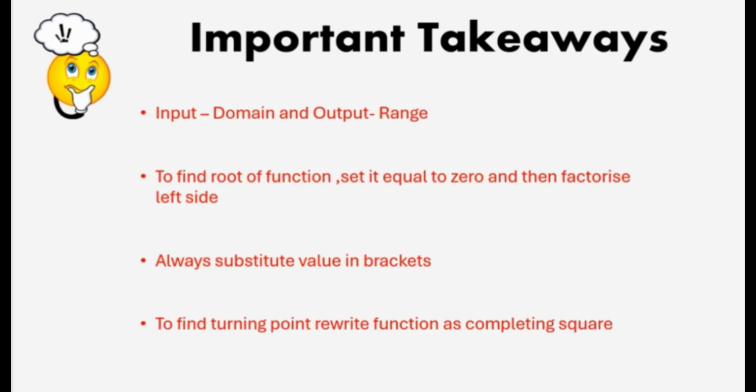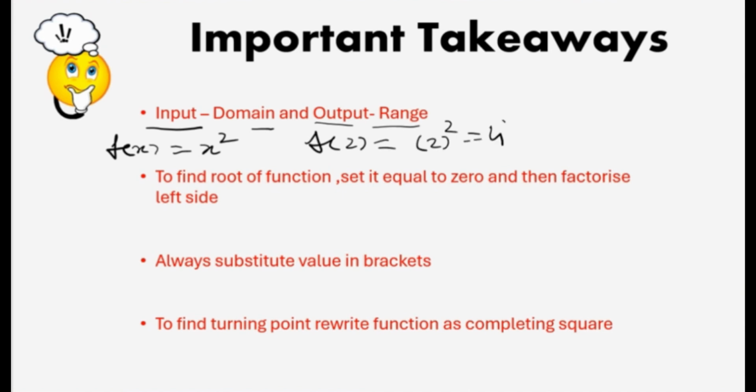Okay. The takeaway for this topic is that we call input the domain and output the range. In your functions, the input is given and you have to find the output. For example, if I have a function f of x equals x squared and my input is 2, then I have to do 2 squared, which gives me 4. So 4 is my range or my output. If you want to find the roots of a function, always rewrite it equal to 0, factorize the left hand side and find the values.